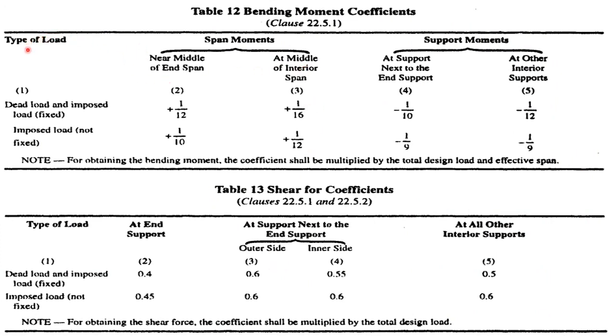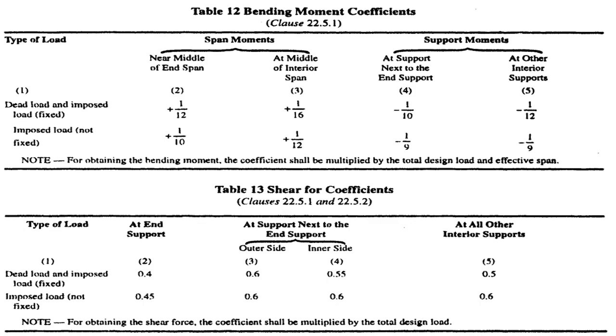For the type of load, dead load and imposed load, we shall use the bending moment coefficient as per table number 12, and for shear coefficients, table number 13 has to be used. For example, if the type of load is dead load and imposed load fixed, span moments will be multiplied for near middle of end span by 1 by 12, at the middle of interior span 1 by 16. This will be followed for bending moment coefficients as well as the shear coefficients.